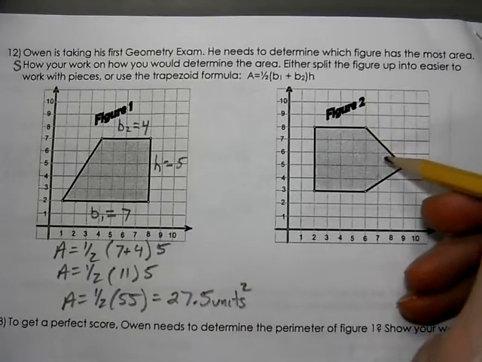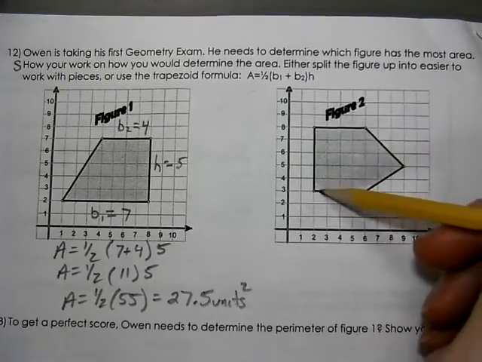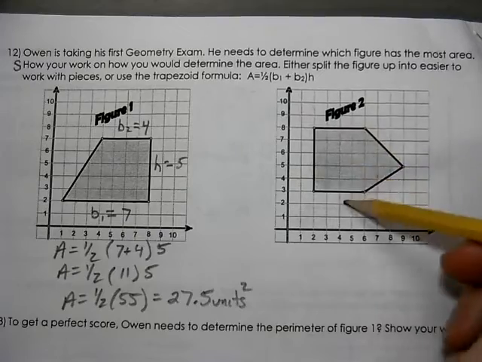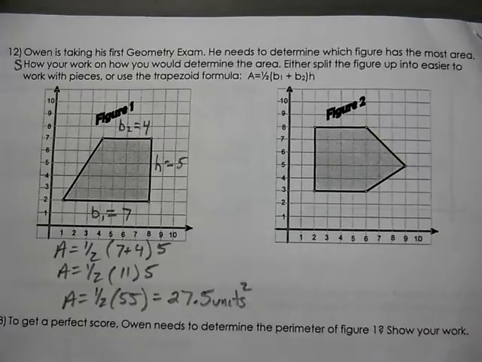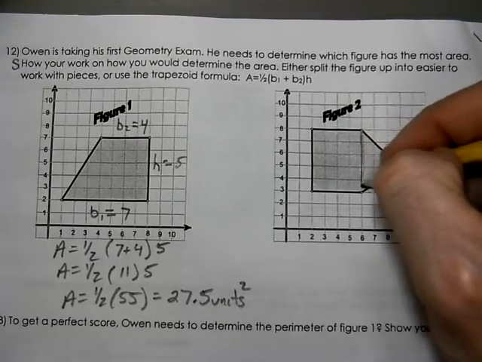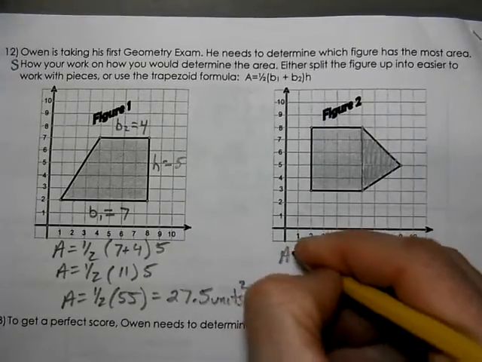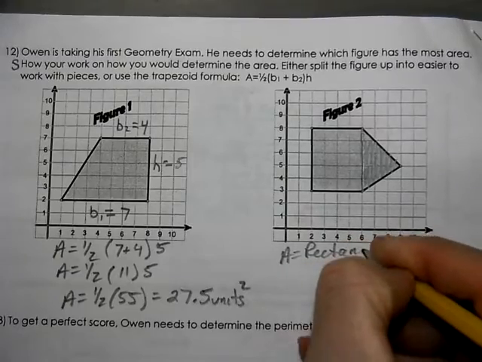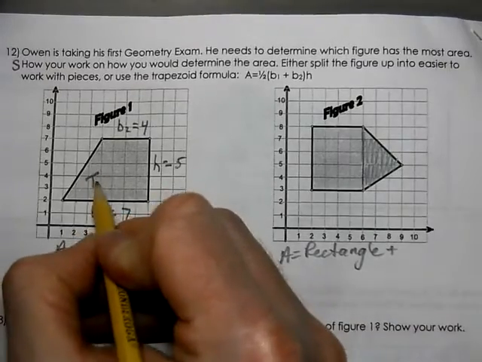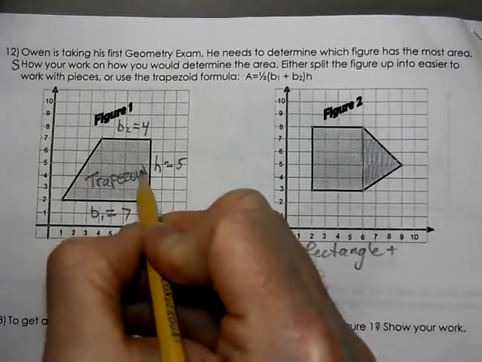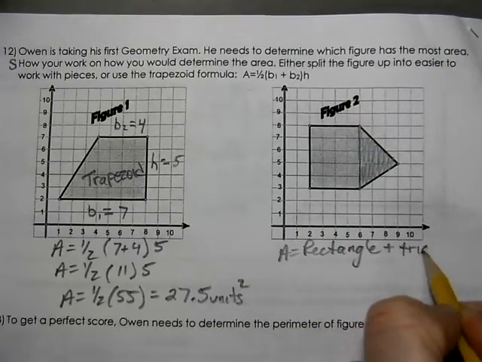So then we'll come over here to this one. This is not a trapezoid. Here we have one set of parallel sides, but it has too many sides to be a trapezoid. A trapezoid has to be a quadrilateral. So we're going to break this one into a triangle and a rectangle. This was a trapezoid. We're breaking this one up into a rectangle plus a triangle.